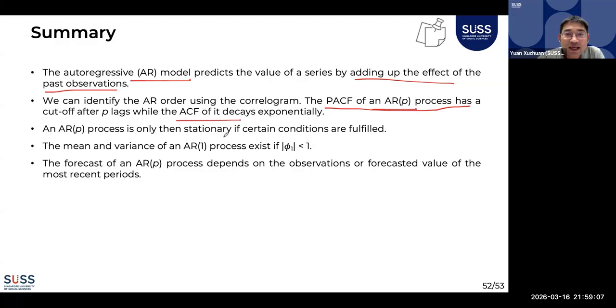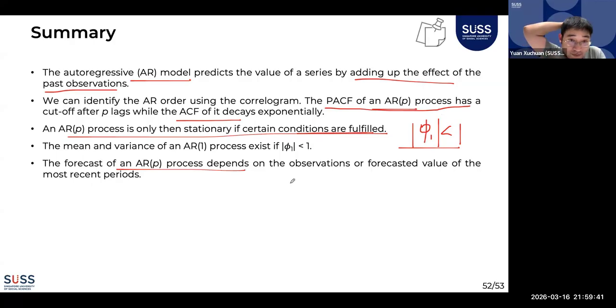Stationary means those coefficients enable you to have constant mean and variance, right? So the AR(1) process is quite trivial. If the absolute value of the coefficient is less than 1, your AR(1) process is stationary. But for AR(2), AR(3), and higher, you may have other conditions. The forecast of an AR(p) process depends on the observations or forecast values of the most recent periods.